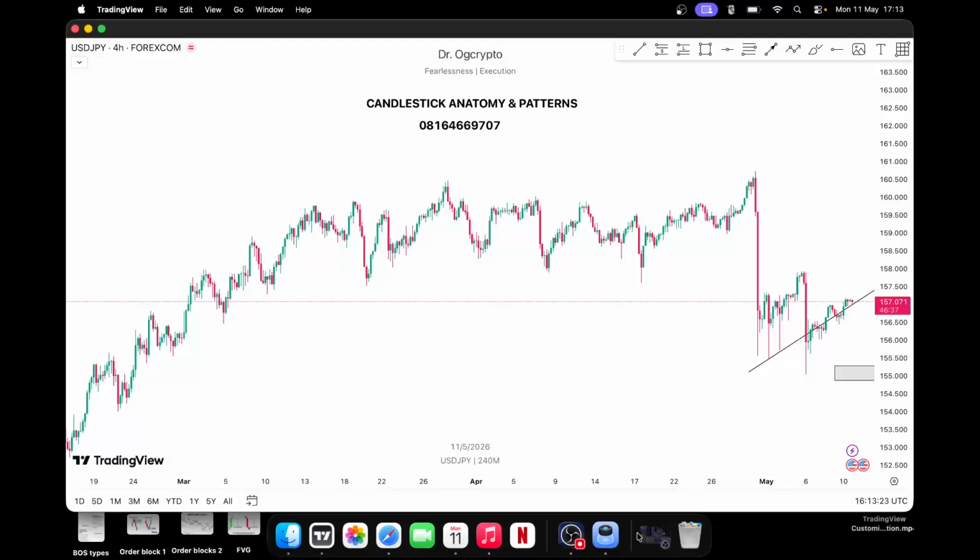I told you when I was explaining trading technical analysis that it deals with history, and this history is represented in the form of candlesticks on an app called TradingView. You understand? So this is what it is.